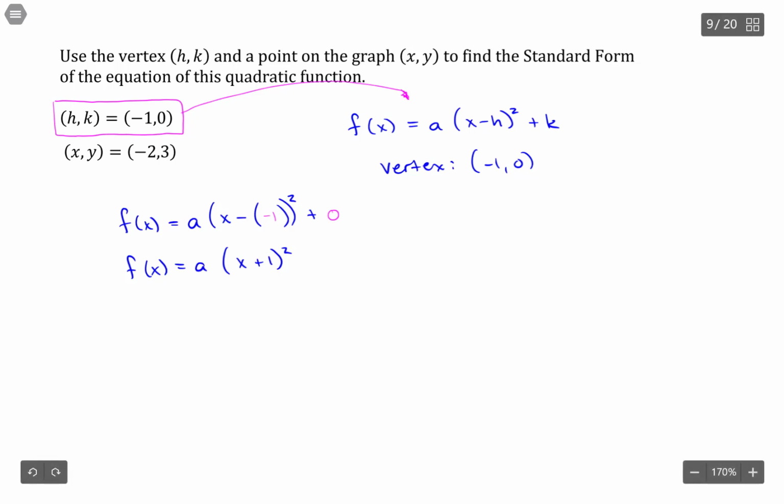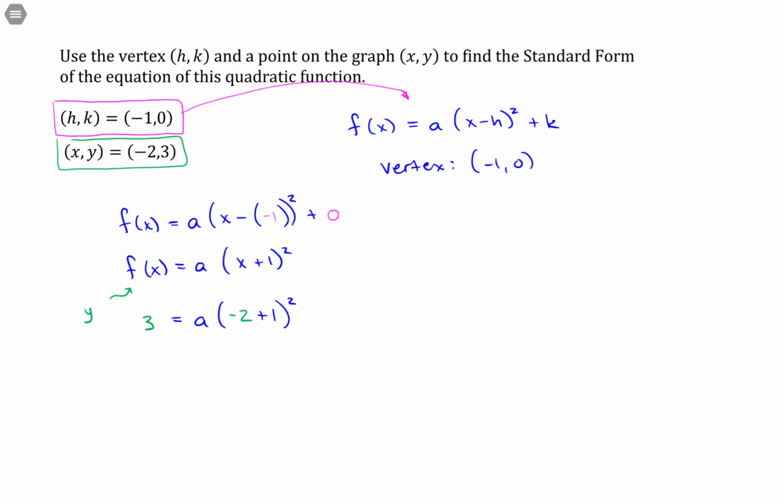Now, the next thing that I have here is that some point that exists on my parabola is at (-2, 3). That's an x and a y value, and you can always substitute a y value in for f of x. So I could take the coordinates of this point and say 3, which is the y value, equals a times the x value of this point, -2, plus 1 quantity squared. And the only variable left now is the a, and I can solve for a.